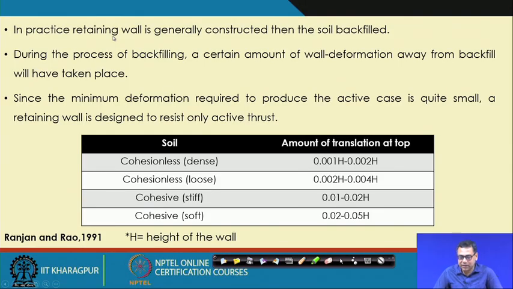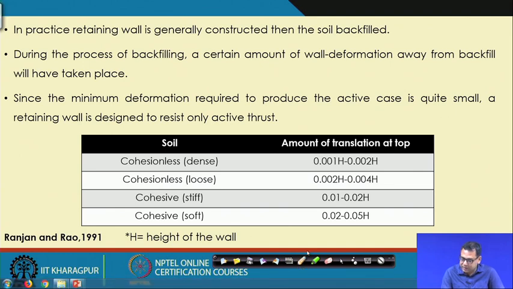Here also we can design our retaining structure under the active condition, because in practice the retaining wall is constructed first, then the backfill soil is placed. During this process of backfilling, a certain amount of wall deformation away from the backfill takes place. Since the deformation needed to form an active condition is very small, a retaining wall is always designed under the active condition.